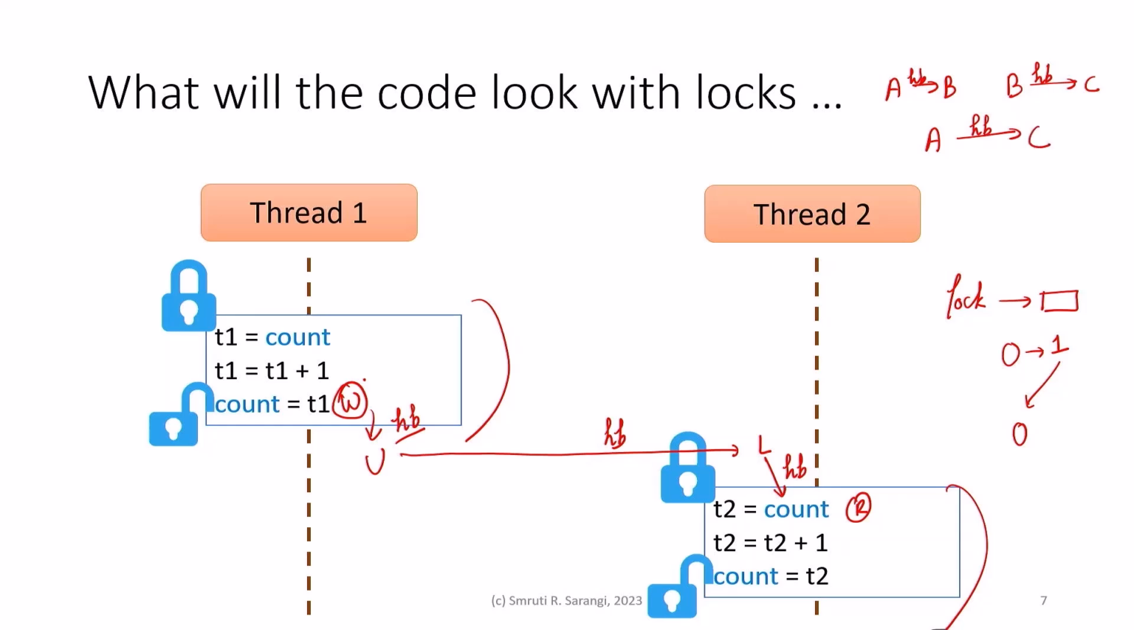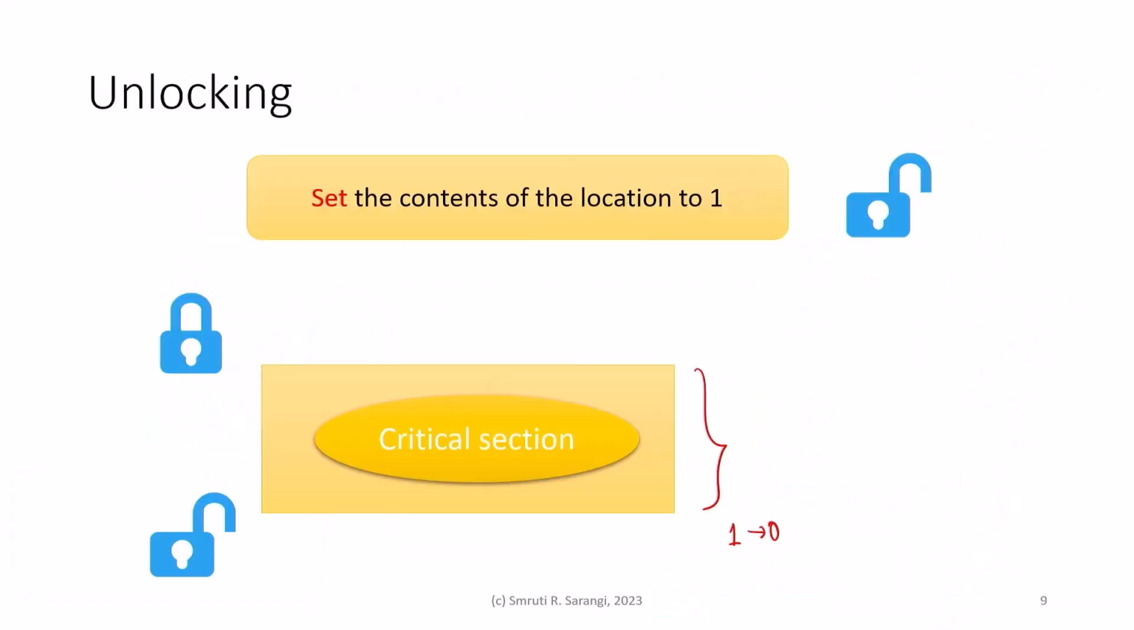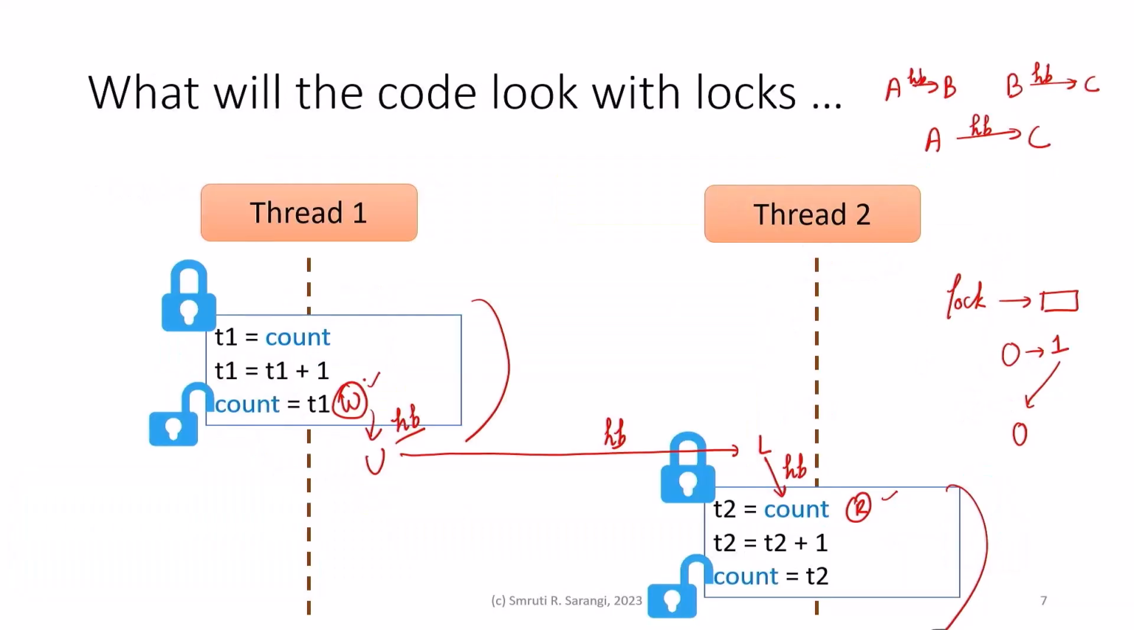So in this case, we can clearly infer that there is a happens-before relationship between the write over here and the read over here, because there is a path that follows the transitivity property from the write to the read. So we can say that there is a happens-before relationship between them.